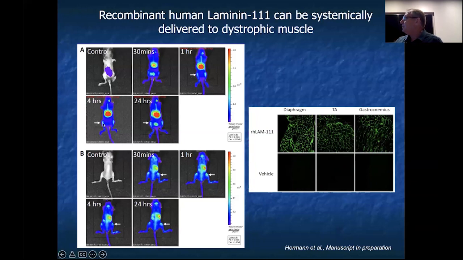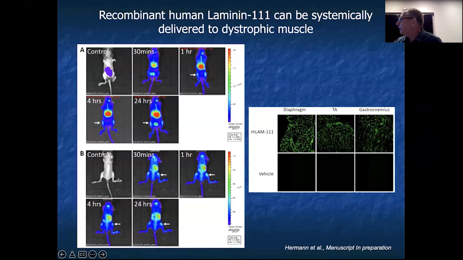And over time, at 4 hours, you can see the muscles are really beginning to light up. And this is the bladder. So we also lose it through the kidneys. So this is part of drug development. We want to know where it's going and how it's being eliminated, and maybe how we can improve the retention of the laminin within the muscle.